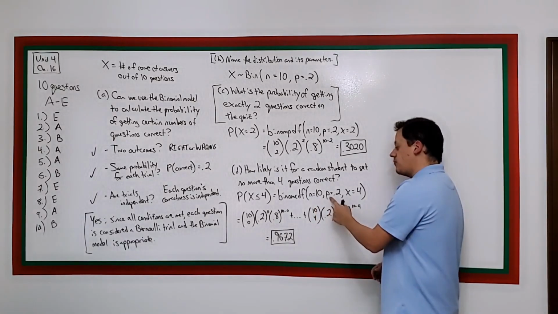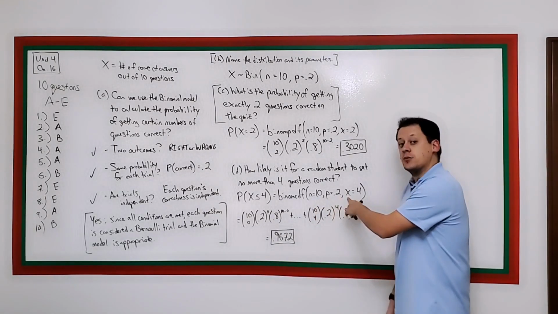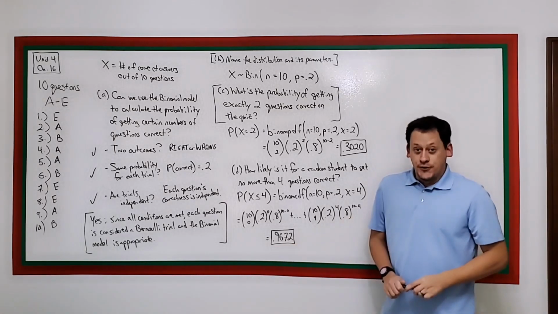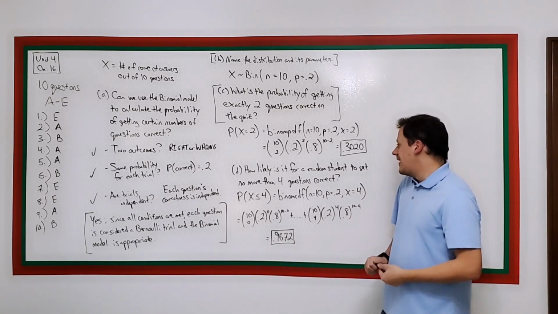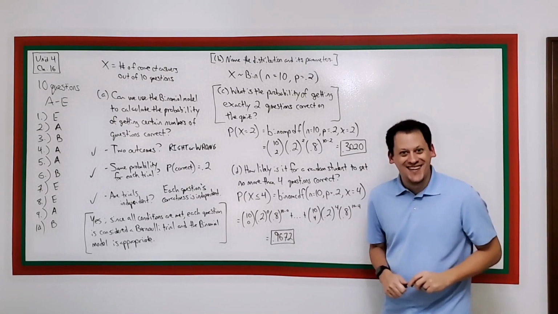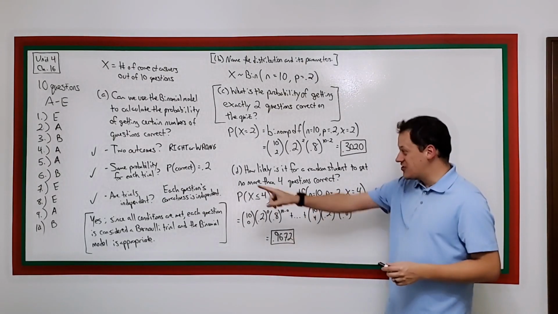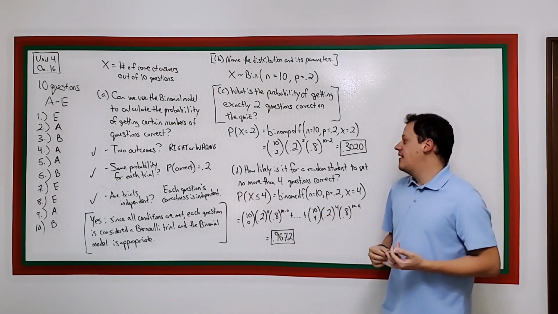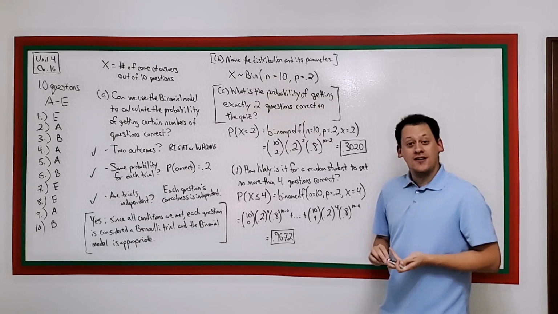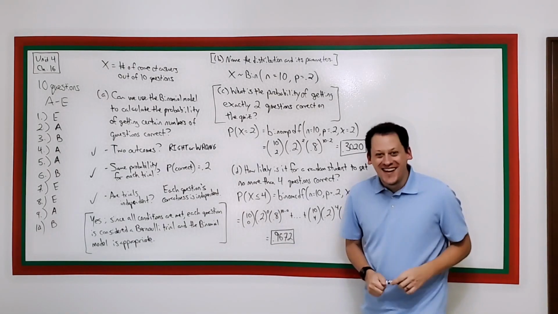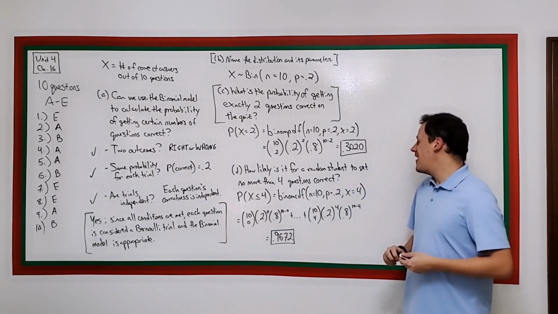Number of trials, probability of success, highest number of successes we're looking at. That gives you 0.9672. So you're almost certain to get no more than 4 questions correct on this quiz if you're guessing at random. So if you got more than 4, congratulations, you're in the 3.28% to get more than 4 right.